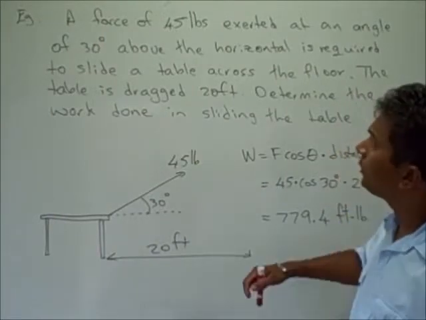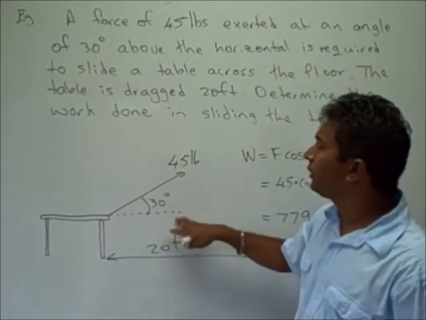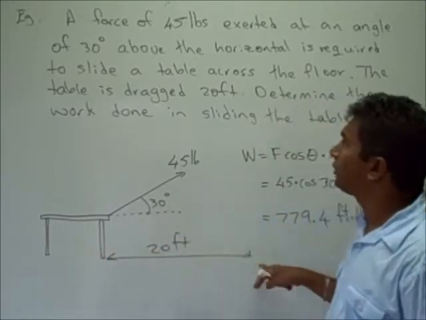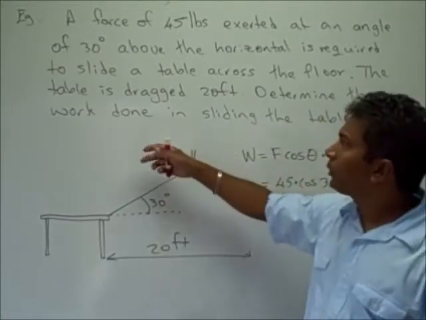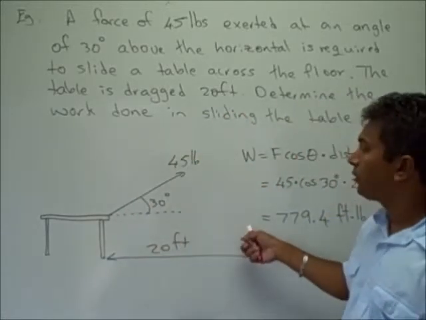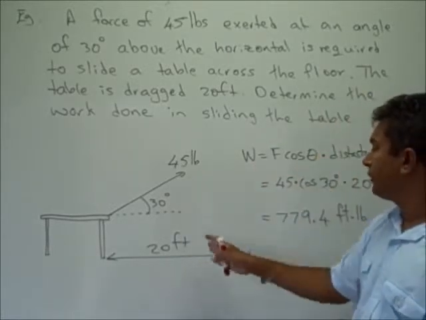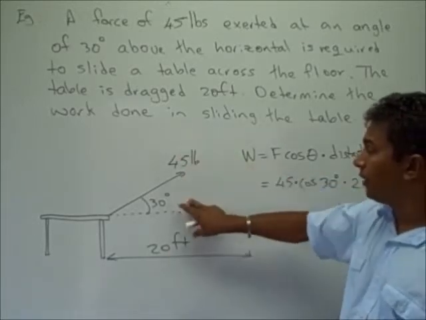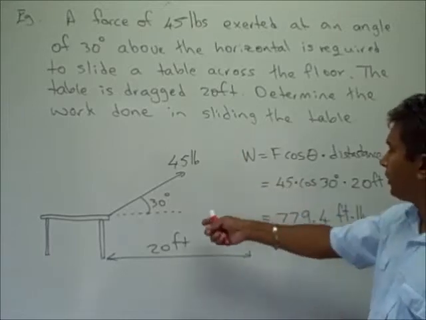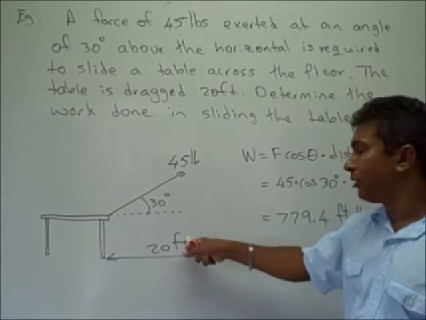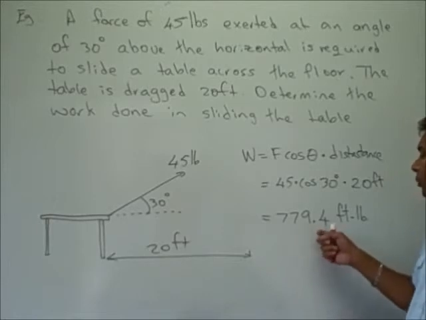In this example, we're told that a force of 45 pounds is exerted at an angle of 30 degrees on a table to slide it 20 feet across the floor. So we're trying to determine how much work is done in sliding this table 20 feet across the floor. From our formula, we know that work is equal to F cosine theta times the distance moved. So we have our force, we have theta, and we have the distance moved. So this is simply the force, which is 45 pounds, times the cosine of 30, times the distance moved, which is 20 feet. So this comes out to be approximately 779.4 foot-pounds.